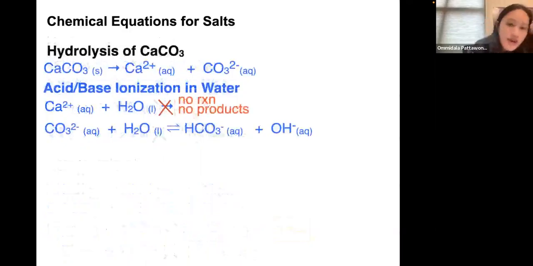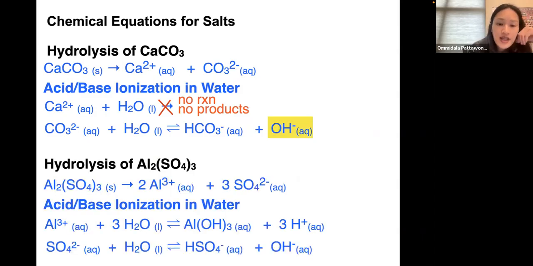Now, next one for calcium carbonate, right? So you're going to do the same thing. You are going to break apart the calcium and carbonate and then react each of these with water, right? So calcium will not react with water, so therefore there's no product. Okay, so go back to the previous explanation for this. And then for carbonate, okay, this one is going to react with water. So as this reaction happens, you probably notice that it formed hydroxide ion, which indicates that this salt is a basic salt.